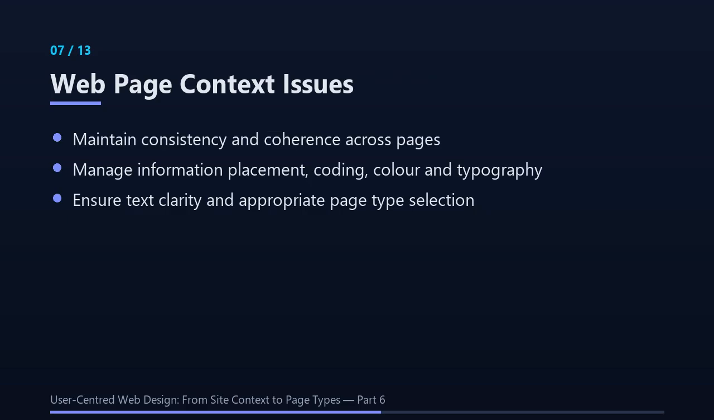emerges. Consistency means that fonts, colors, and navigation elements behave the same way on every page, reinforcing familiarity. Coherence refers to the logical flow of information, where each element supports the overall message.